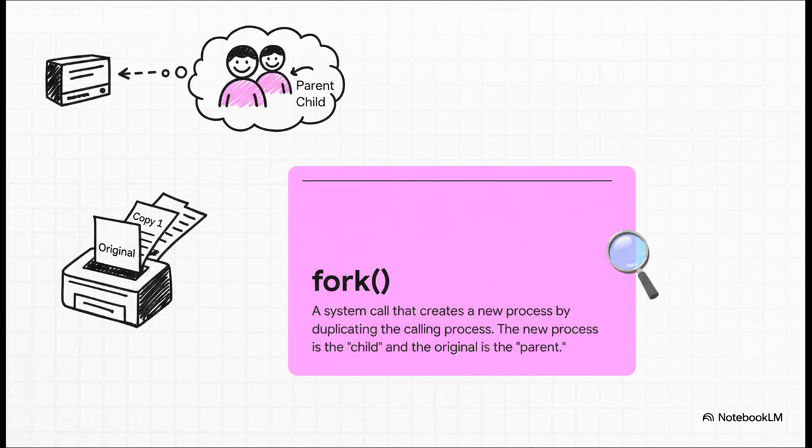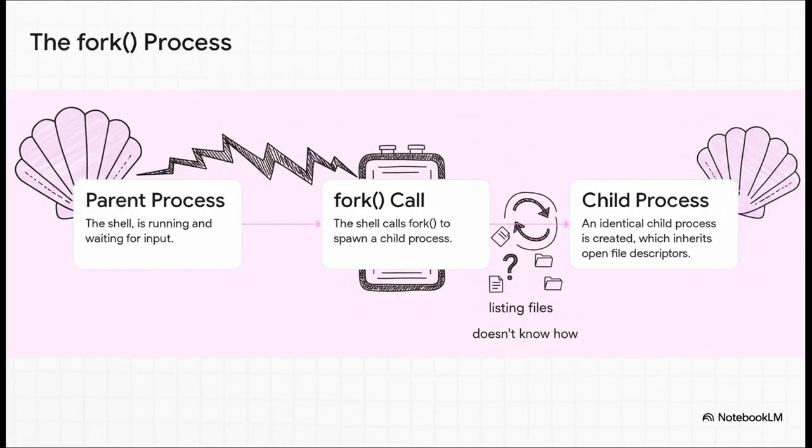Honestly, the best way to think about fork is like a photocopy machine for processes. When your shell calls fork, the operating system makes a nearly identical clone of it. This new clone is called the child process, and the original shell becomes the parent process. So the sequence is pretty simple. Our parent shell is just chillin', waiting for a command. It gets one, it calls fork, and the OS creates a perfect duplicate.